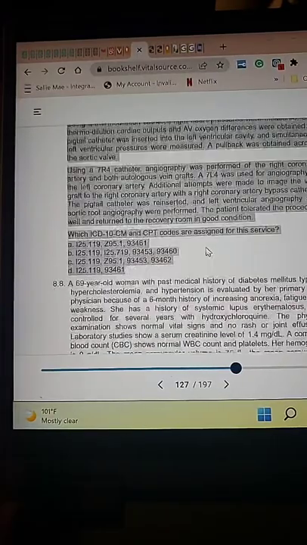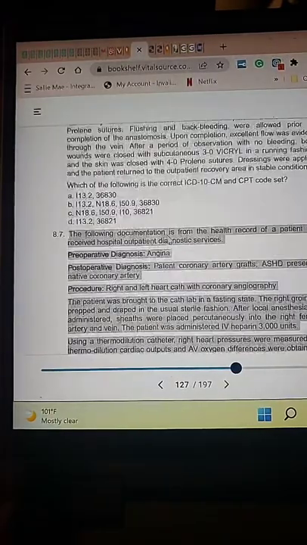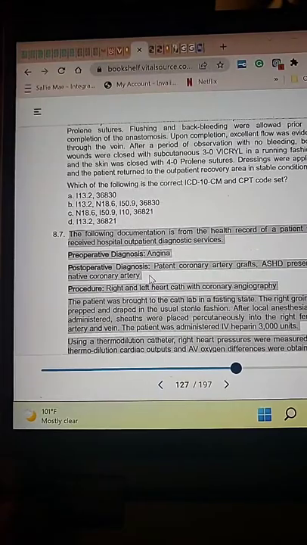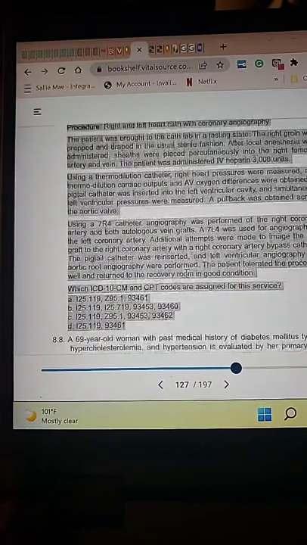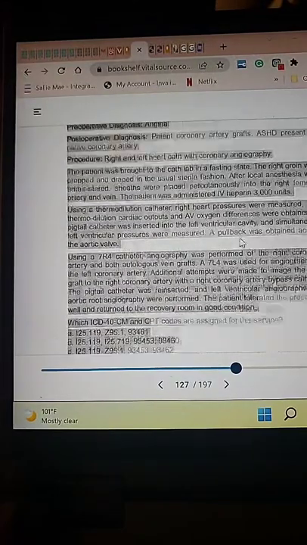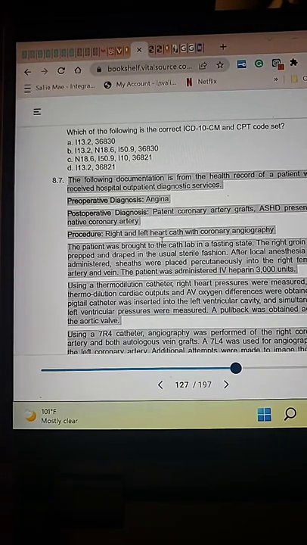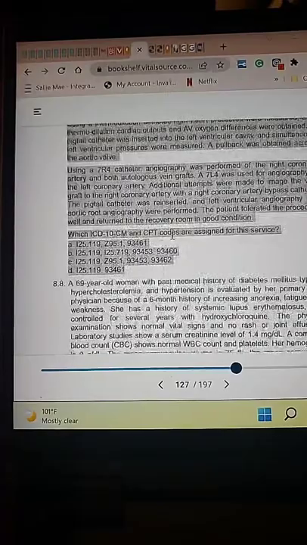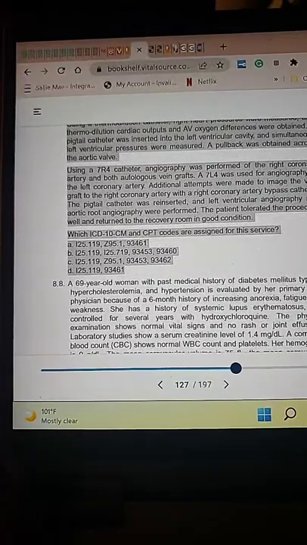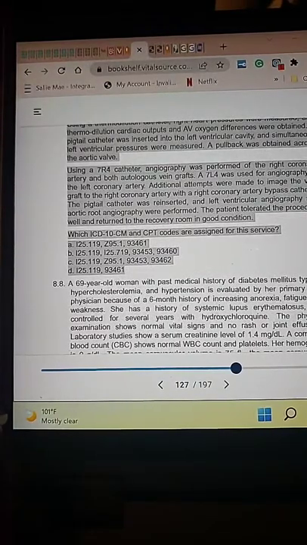Go find the answer. So what was her post-operative diagnosis? Yeah, she's going to have two. And then what procedure did we do? Right and left cath, or angio. That's it. Yeah, one CPT code. Yep. Let's go find the answer.